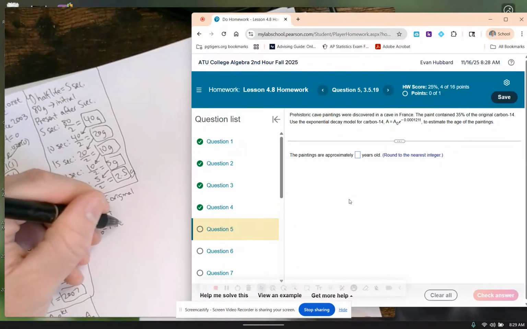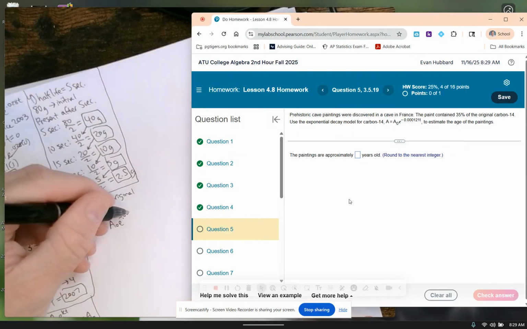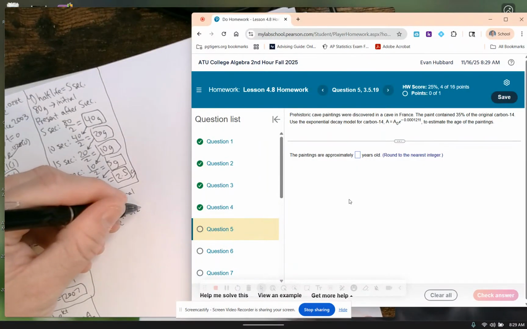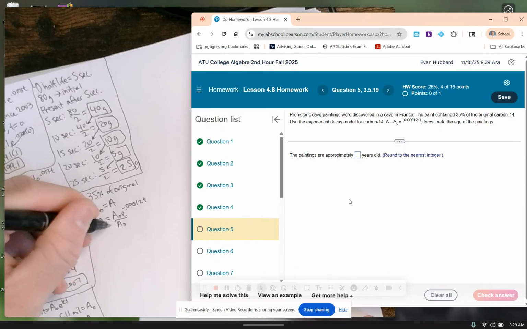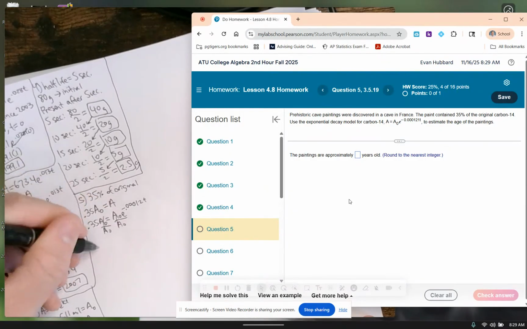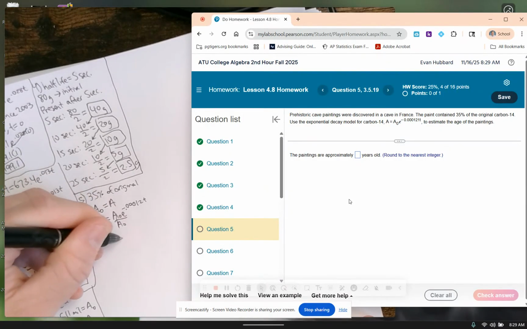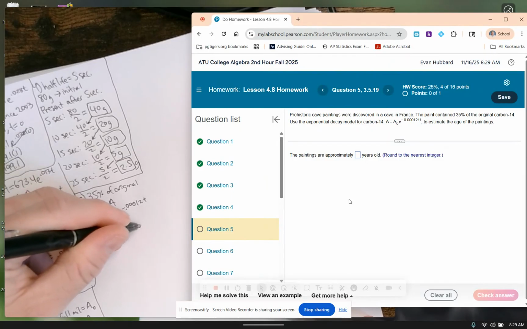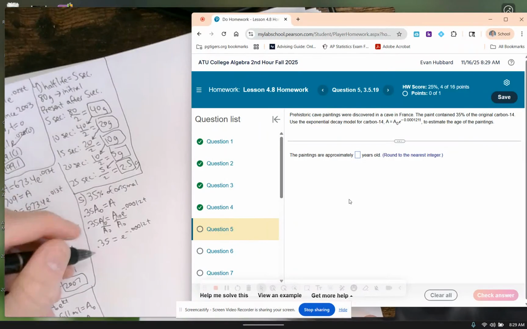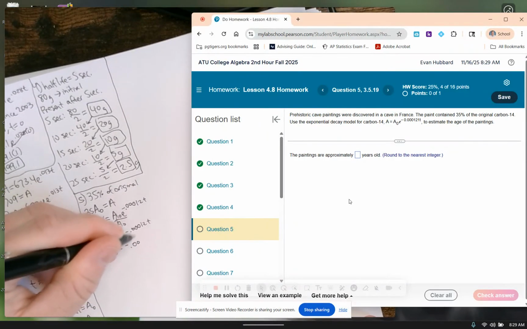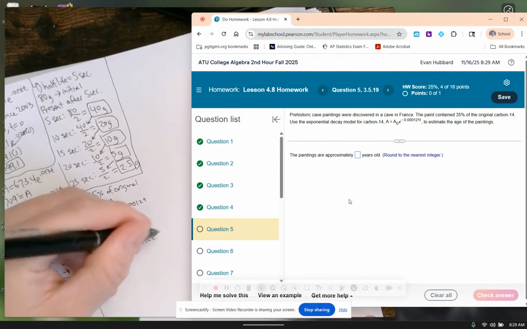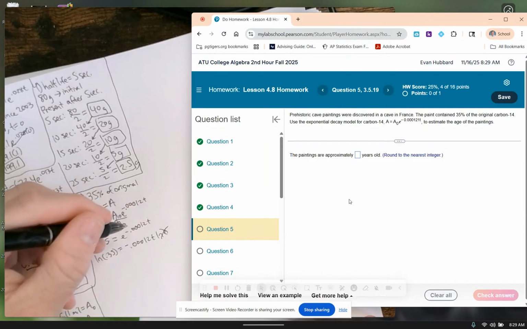e to the negative 0.00012 t. I've got to be careful here. You could basically just cancel the A naught, so I can divide both sides by A naught. 0.35 equals e to the negative 0.00012 t. Take the ln of both sides, so ln 0.35 is equal to negative 0.00012 t ln e. That cancels.